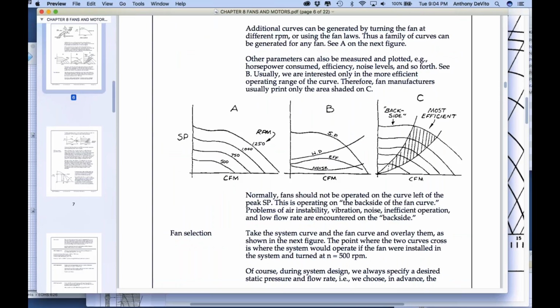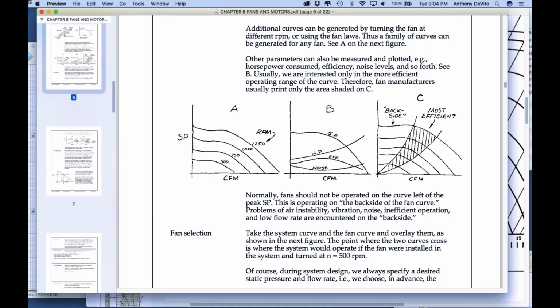We don't want to be before this because the backside is very inefficient, very noisy, and has a lot of vibration. If you go too far down, it's less efficient. Well, how far down is too far? You can actually see, because of those lines that they have there, they track the efficiency, right?